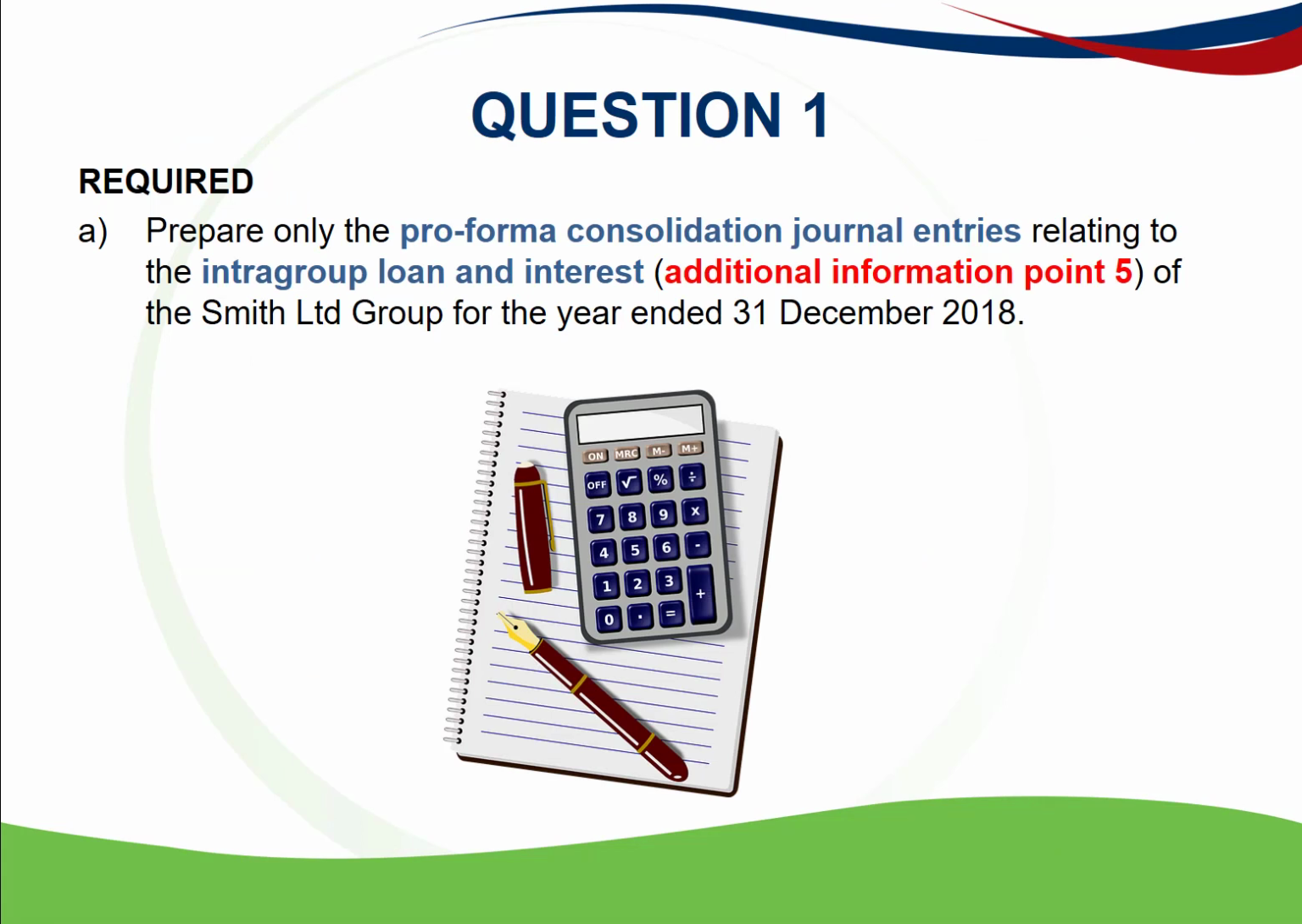The next step is to tackle part A of the required. In summary, part A is to provide a pro forma journal entry for additional information, point number 5. Note that the required is silent on whether journal narrations are required. In this case, you need to provide the journal narrations.